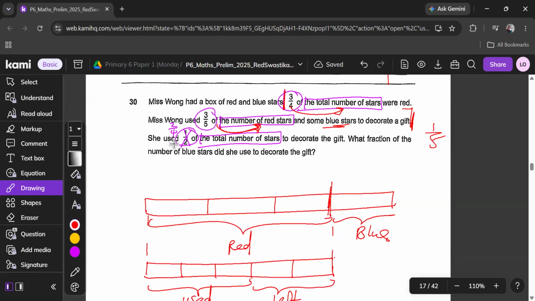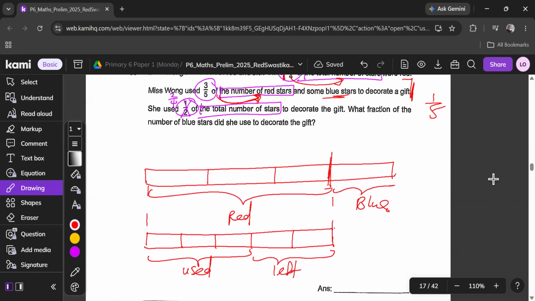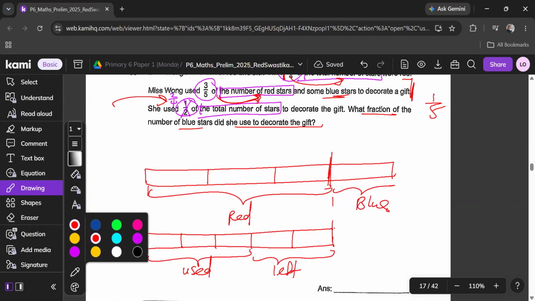She used two quarter of the stars to decorate the gift. Oh, she used two quarter of the stars. Okay, so it means that she used two quarter. So cut into half, right? Something like that. Okay, so what fraction of the blue star did she use to decorate the gift? All right, so you draw your model as much as you can. And if you don't know how to draw these two quarter, don't worry. Look at what you have done first. You should have learned this already.